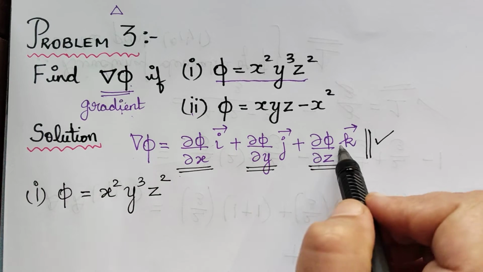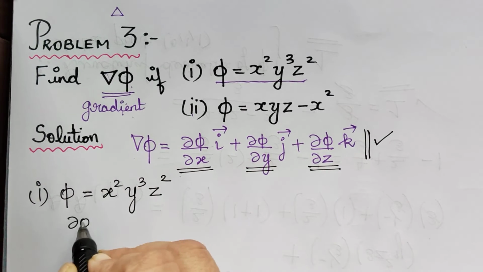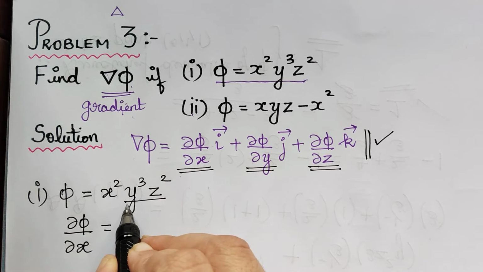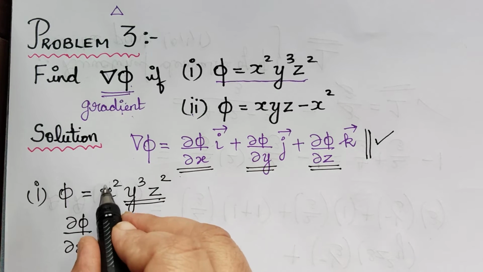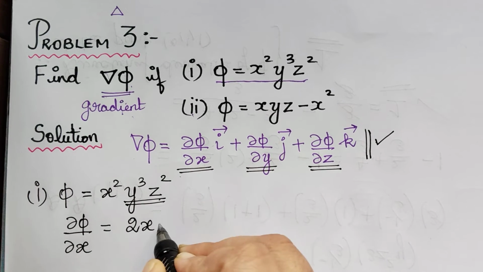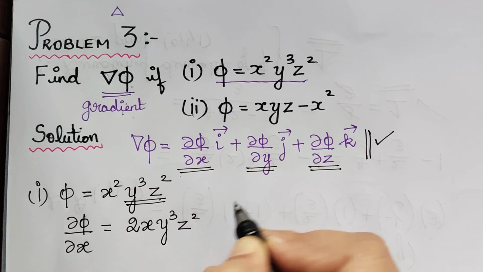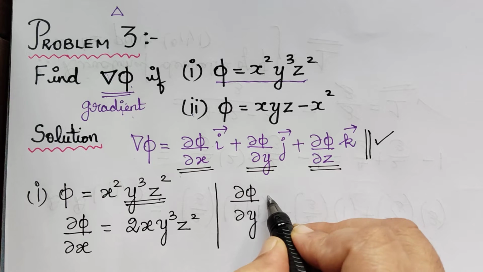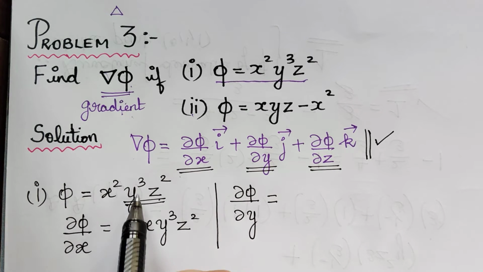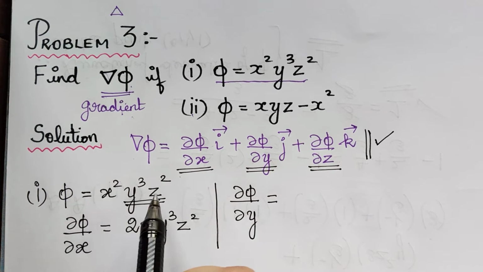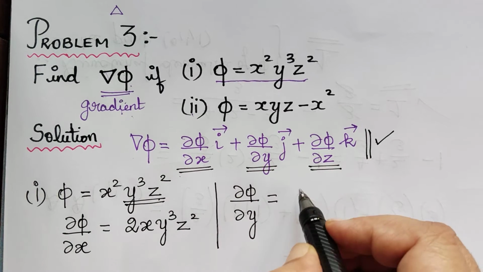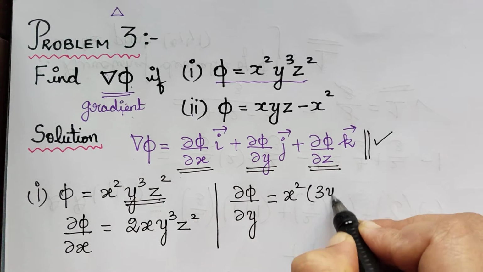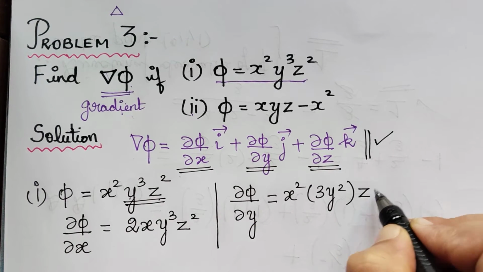You can do it directly also. So now what is ∂phi/∂x? We have to partially differentiate this with respect to x. So these two will become like constants. The differentiation of x square is 2x. So 2x y cube z square. And then we have to find ∂phi/∂y, which will be equal to the partial differentiation of phi with respect to y. So x square and z square will be treated as constants, and so it will be x square multiplied with the differentiation of y cube, which is 3y square, multiplied with z square.